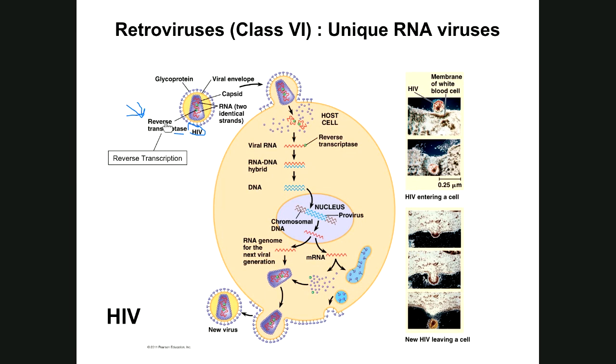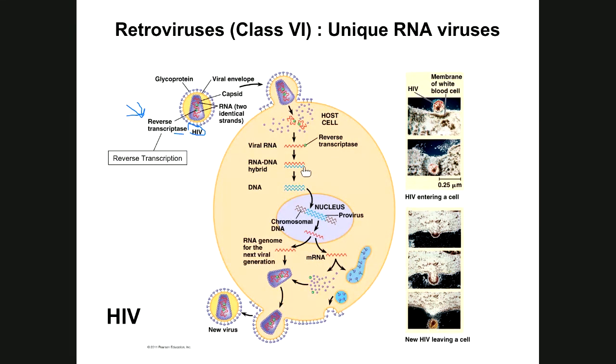RNA polymerase in chapter 17 catalyzes the first step of gene expression, transcription. It uses a DNA template to synthesize mRNA. Reverse transcriptase performs a process called reverse transcription. So if you come over here, what reverse transcriptase does is it uses a viral RNA template to synthesize viral DNA.